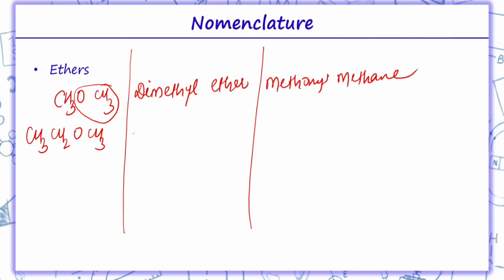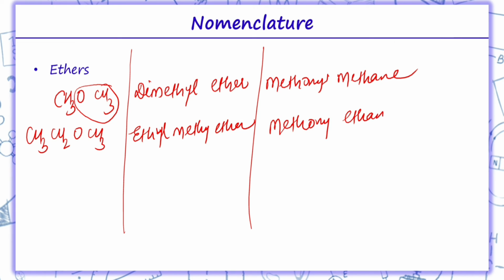So ethyl methyl, why do we write E first? In alphabetic order E comes before M, so ethyl methyl ether, and the IUPAC name will be methoxyethane.